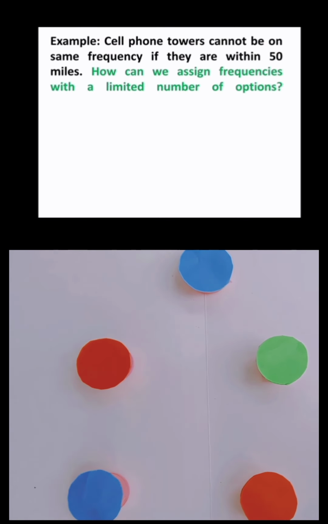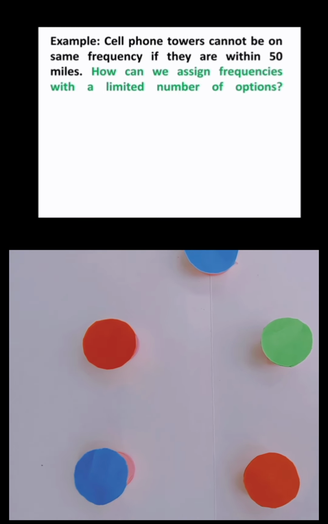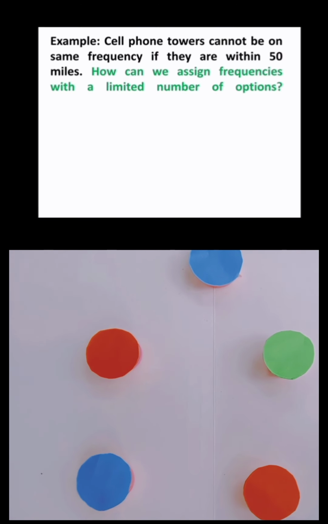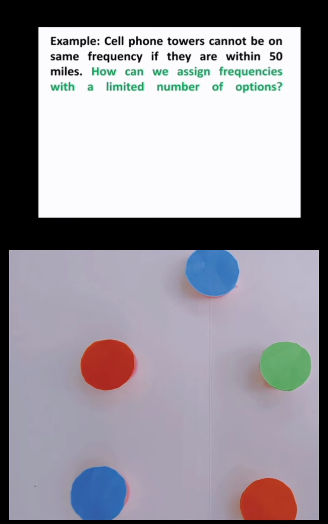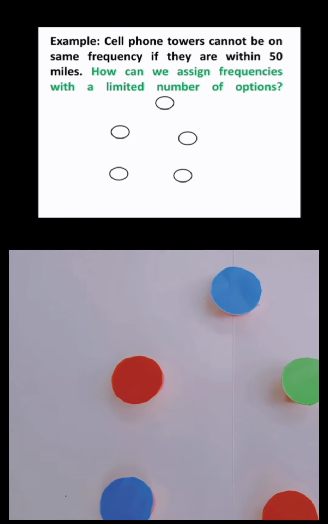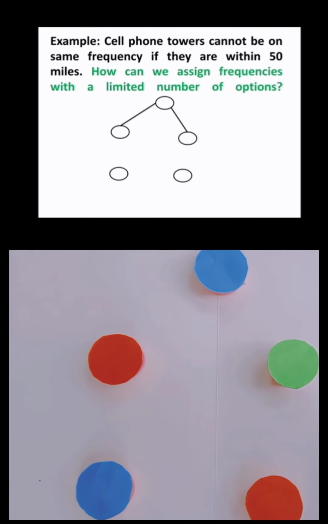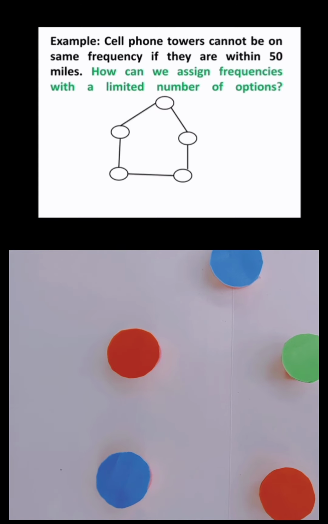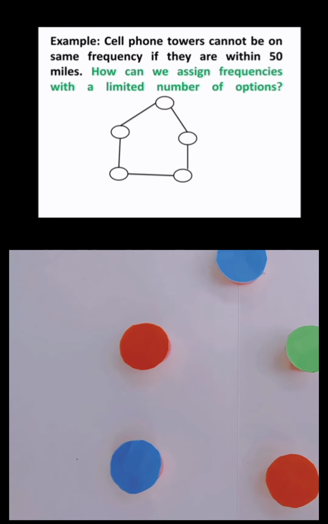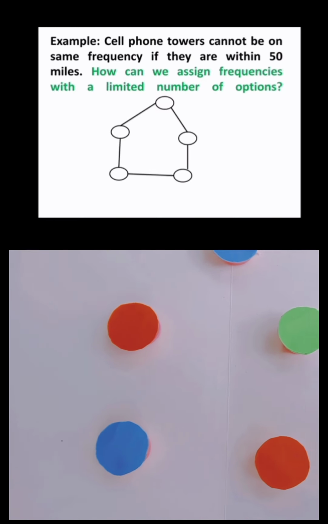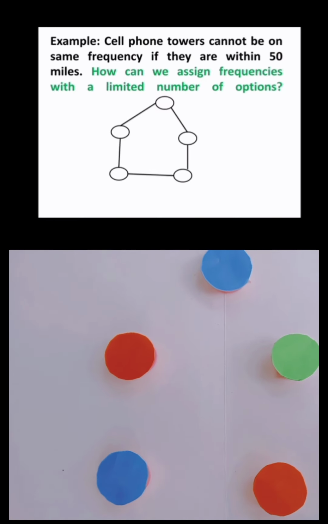So here's one way that we could assign frequencies to the cell phone towers. Now, what did we just do with measuring with a stick? We were testing a property, the property that they're within 50 miles of one another. Whenever we have a problem like this, really we should be using a graph. So as you can see in the above screen, we're making a graph. We have our 5 towers arranged like this. With our stick measuring, we realized there were edges like this.